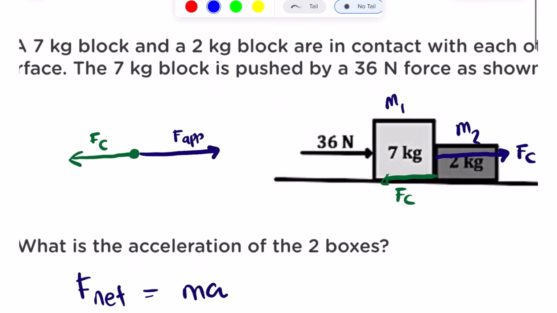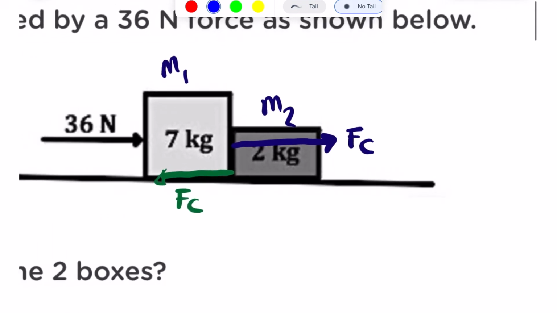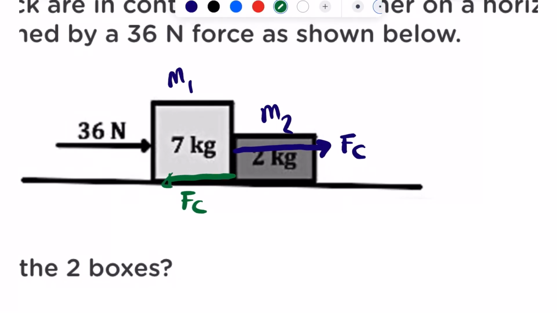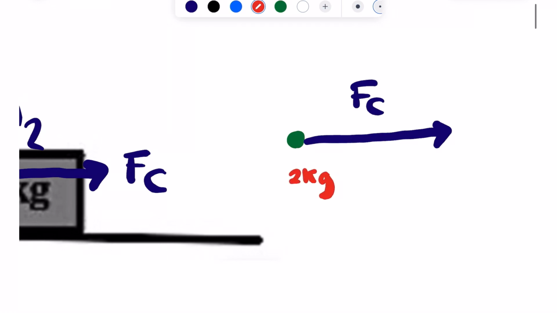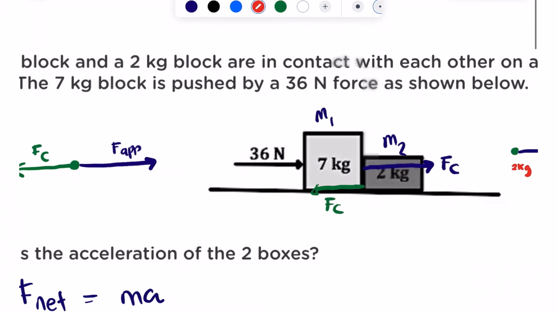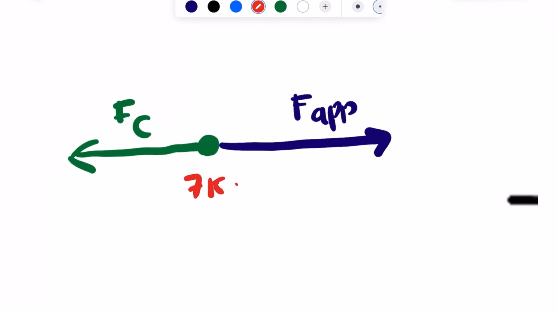On the other hand, for the 2 kilogram box, it is going to look like this. We have the 2 kilogram box, and the only force that is acting on it is in fact the contact force, or the force of the 7 kilogram box on the 2 kilogram box. So we would only have this arrow that would represent the contact force. This is the free body diagram of the 2 kilogram box. So this is the 2 kilogram box, and on the other hand, the one on the right is our 7 kilogram box.